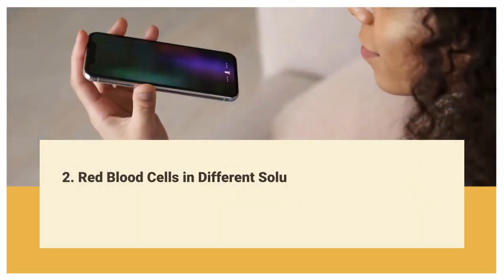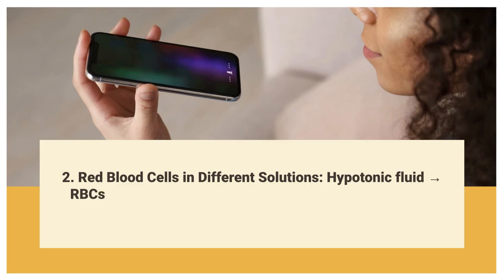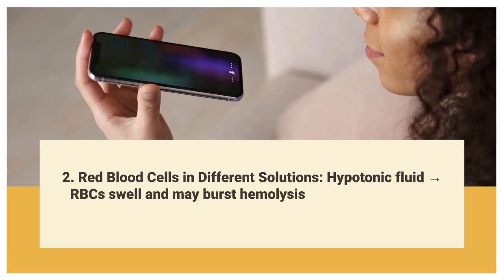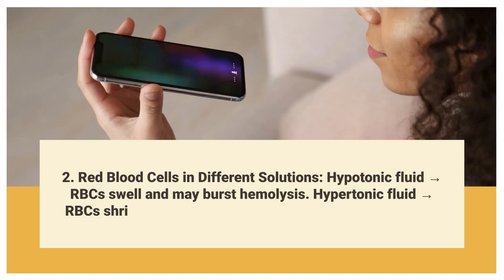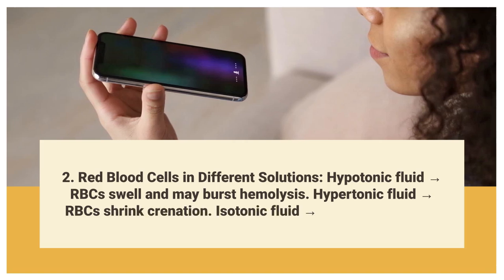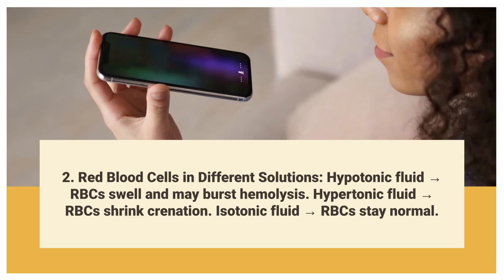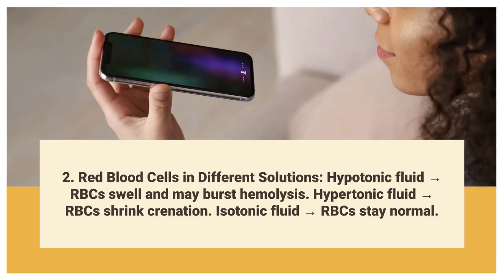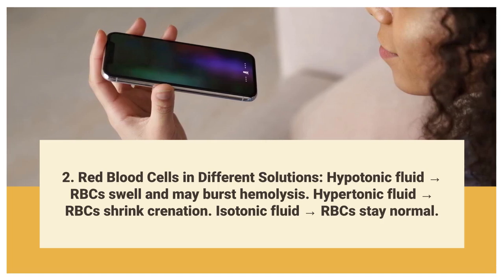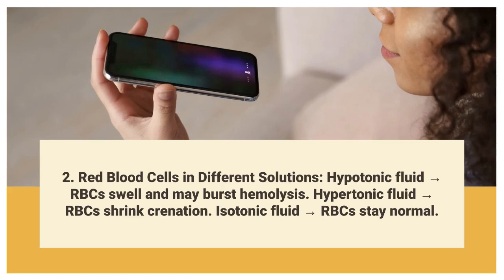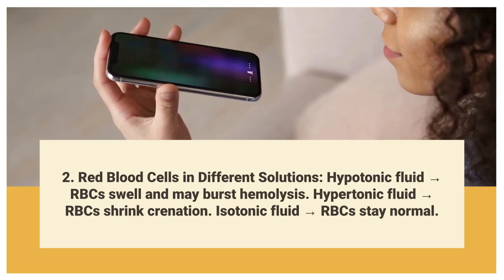So red blood cells in different solutions. There's hypotonic fluid, which is where the red blood cells swell and may burst for hemolysis. Hypertonic fluid, which is where RBCs shrink, crenation. And then there's isotonic fluid, where the RBCs stay normal.